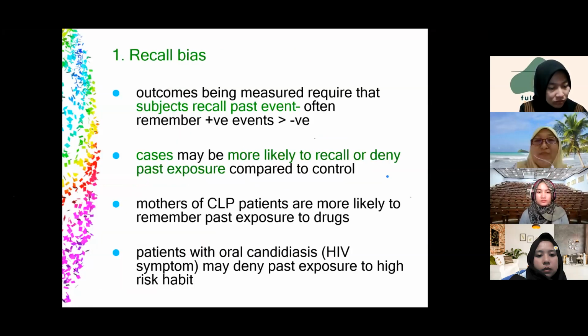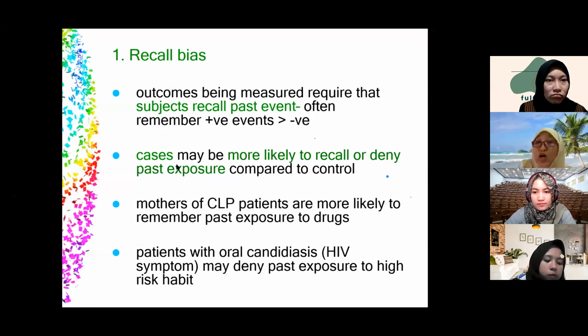Now, recall bias. Recall bias means because he needs to remember what has happened before, it will be subject to bias. This normally happens in a case control study, where the outcome being measured requires the subject to recall past events. Meaning what we want to know requires the subject to remember things that are already past. We always know that people often remember positive events. They will not remember negative events. The cases who have the disease may be more likely to recall or deny compared to controls.